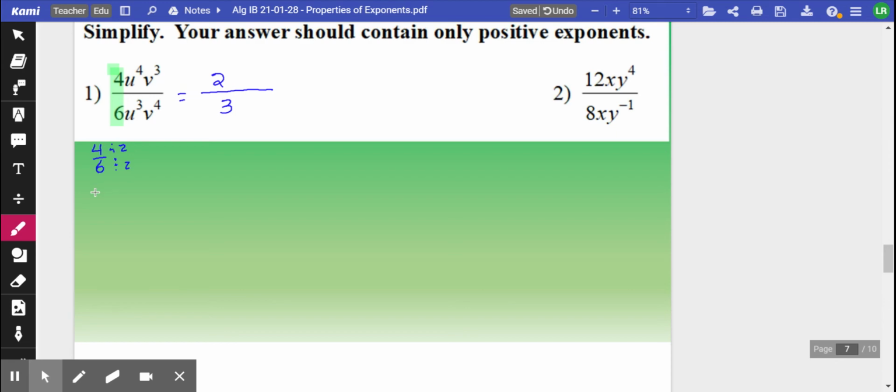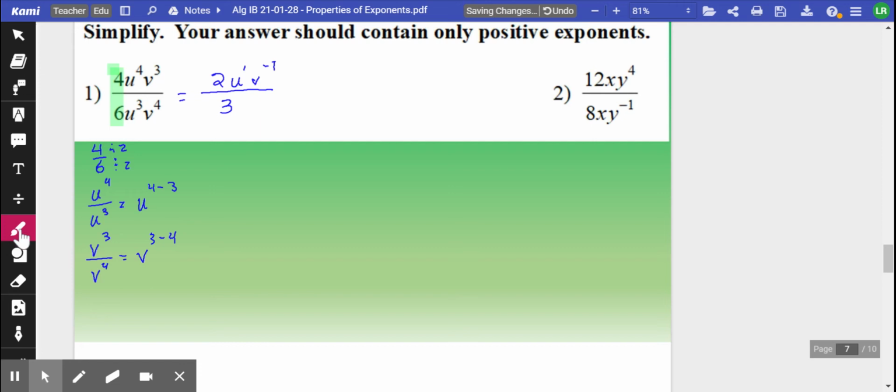Now the u's. I have u to the 4th over u to the 3rd. Well, I'm doing a subtraction problem. That would be 4 minus 3. 4 minus 3 is 1. So I put it right there. Now, when you use a division property like this, you put the answer on the top. Okay? The v's. I have v to the 3rd divided by v to the 4th. Well, for the v's, 3 minus 4 is negative 1.